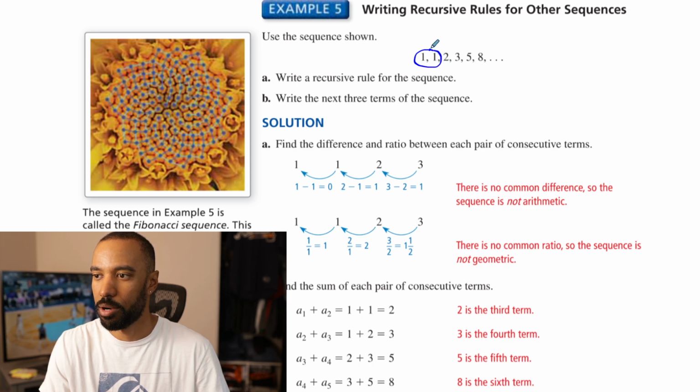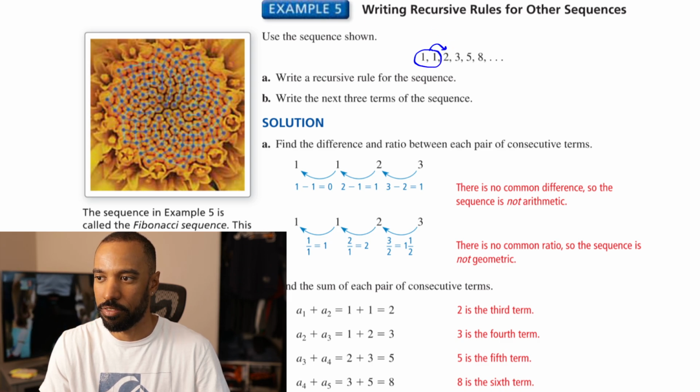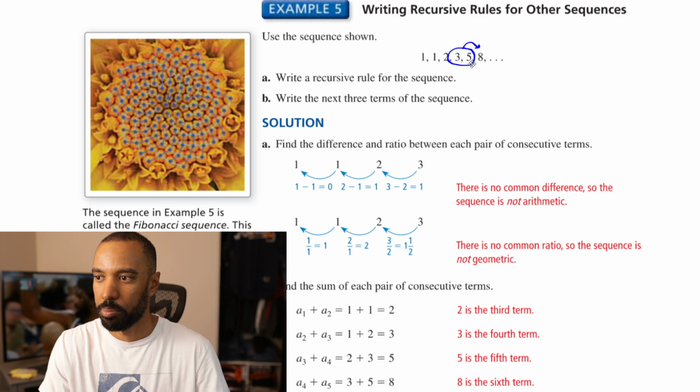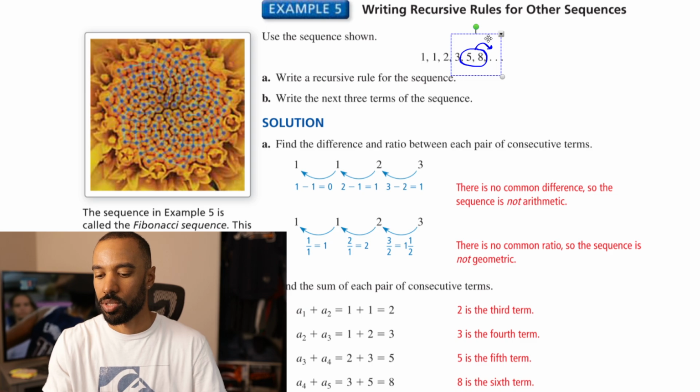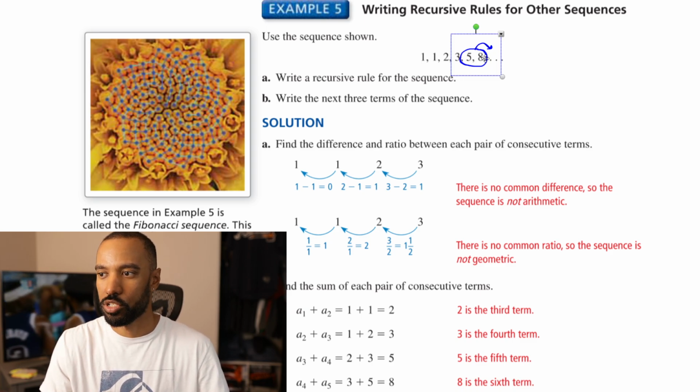You take two terms that add together, and you'll get the value of the next term. So 1 plus 1 is 2. 1 plus 2 is 3. 2 plus 3 is 5. 3 plus 5 is 8, etc. The next term would be 5 plus 8, which is 13. So that would continue. So how do we write a recursive rule from that?